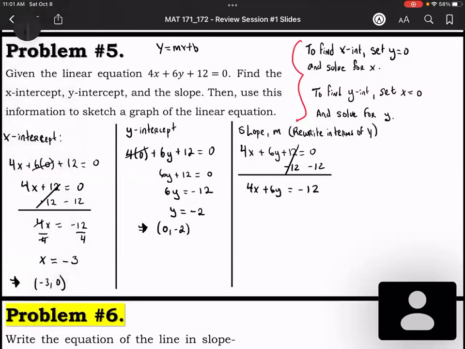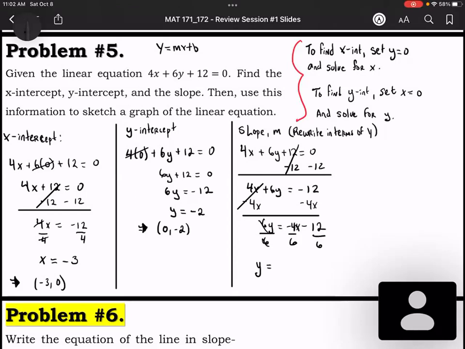What's next? Subtract 4x on both sides. So the 4x here will cancel. This will give us 6y is equal to negative 4x minus 12. And what's next? Divide by 6 on both sides. Be careful when you divide by 6 on both sides: make sure you divide every term on the right-hand side by 6. The 6 on the left will cancel. That will give you y.